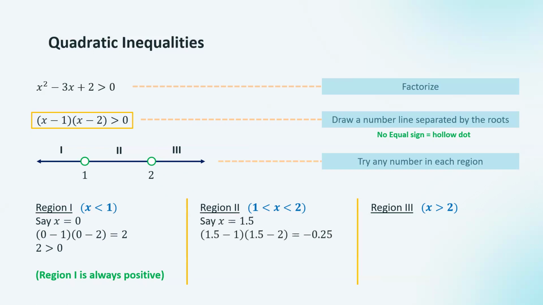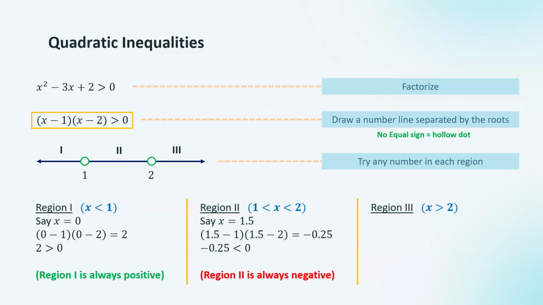minus 0.25. And as you can see, it's less than 0. You can also try other values of x in this region, and you will get the same conclusion that whatever number you choose, region 2 will always yield a negative multiplication result. So the multiplication will result in a negative number, not positive.